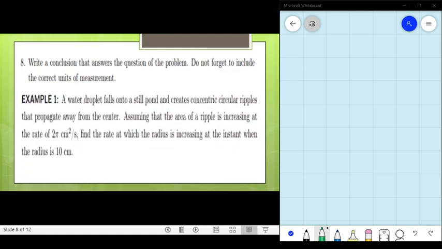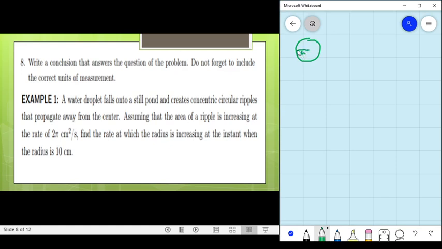Example number 1: a water droplet falls onto a steel pond and creates concentric circular ripples that propagate away from the center. Assuming that the area of the ripple is increasing at the rate of 2 pi centimeters squared per second, find the rate at which the radius is increasing at the instant when the radius is 10 centimeters. For illustration, we have a circle with radius r here.